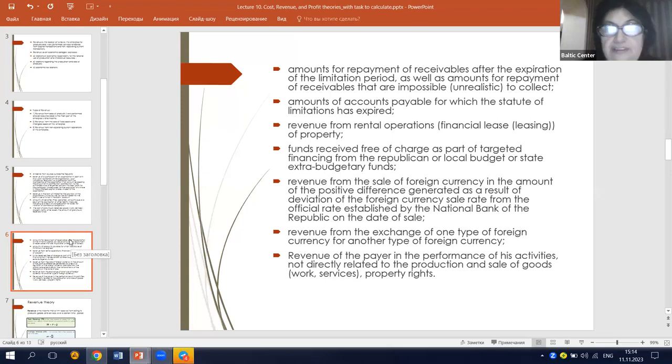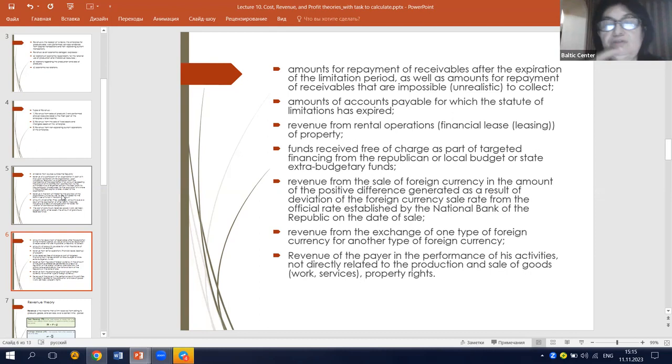Okay, so it can also be the payment, yeah, the amount of repayment of receivables. Это дебиторские задолженности, да. Вот мы не могли выплатить, да, эти наши задолжения, не выплаты, то дебиторские задолженности. After the expiration of the limitation period, потому что каждый имеет выплаты свои сроки, да. As well the amounts of repayment of receivables that are impossible, yes, to collect. So amounts of accounts payable for which the statute of limitation has expired.